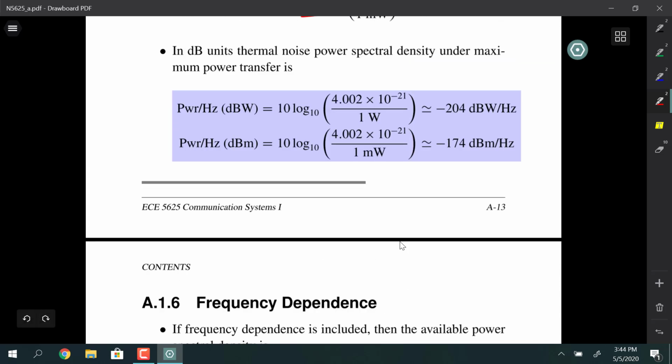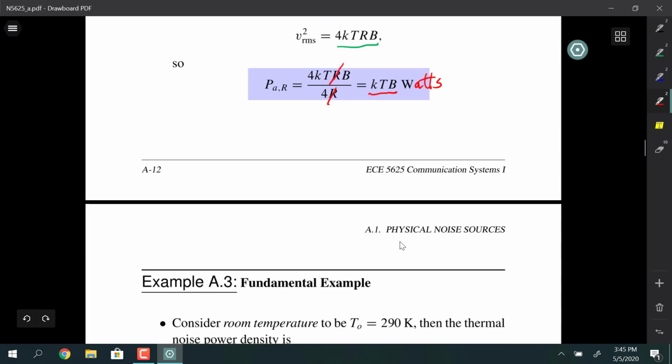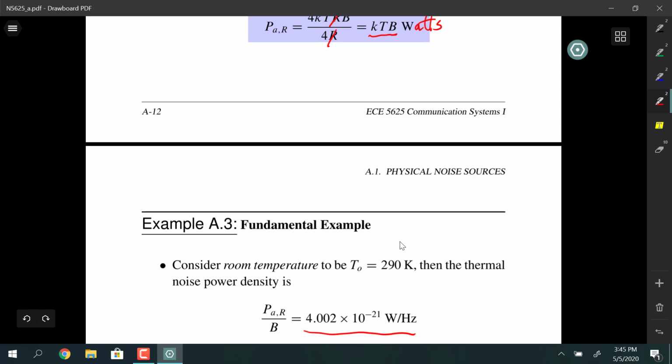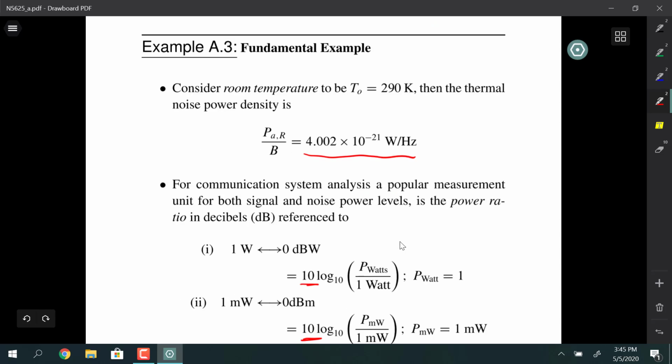And to me, this is the number that I was told when I had comm systems. Remember that number, minus 174 dBm per hertz is the thermal noise floor at room temperature when driving a matched load. That would not be a resistor that has excess noise. It would just be the thermal noise floor. And that's created through the analysis we have right here at room temperature. The R's cancel out, so it's just K T0, which is the 290 Kelvin, and so on.